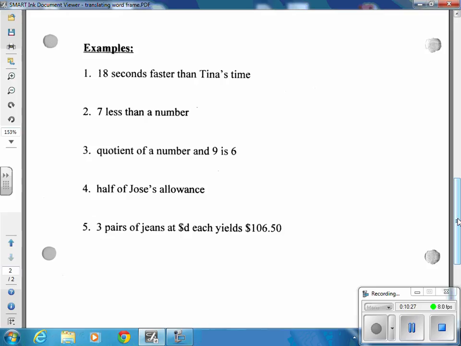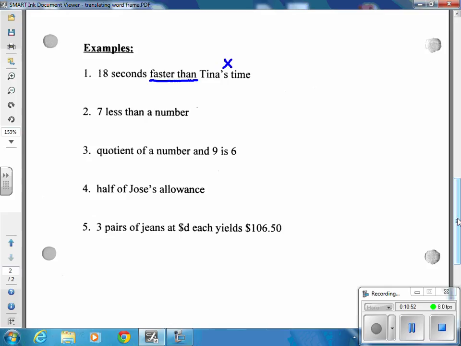All right, so for number 1 it says 18 seconds faster than Tina's time. Well, the key phrase right here is faster than, and if you use your word frame on the front, you'd see that faster than is in the addition category. We don't know Tina's time, so that's where we get to use a variable. I'm going to use just the generic letter X unless they tell me I have to use a certain letter. Sometimes they do and sometimes they don't. All right, so because I don't know Tina's time, that's going to represent my X.